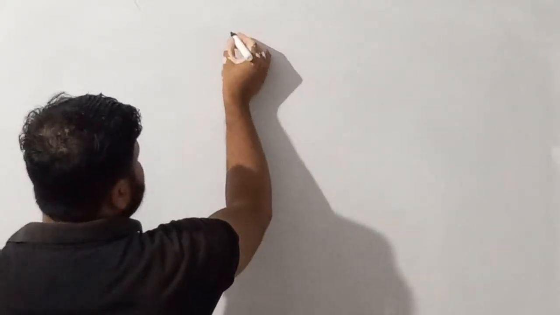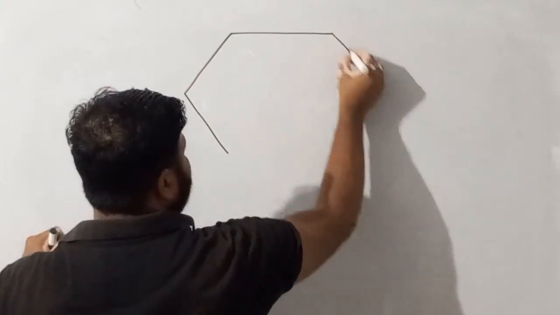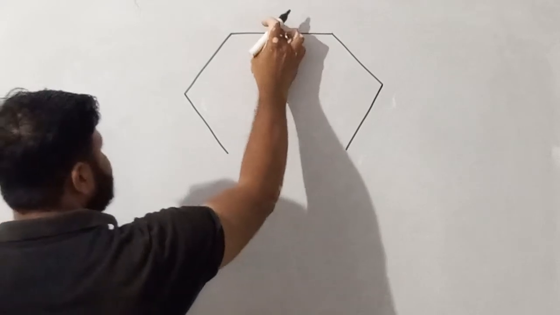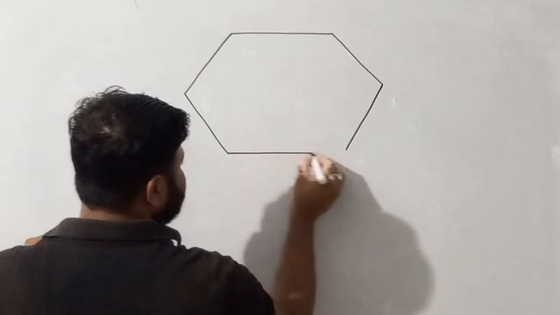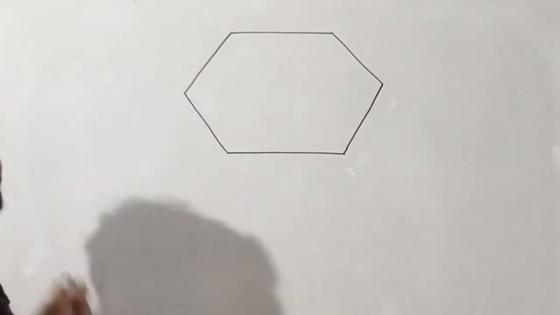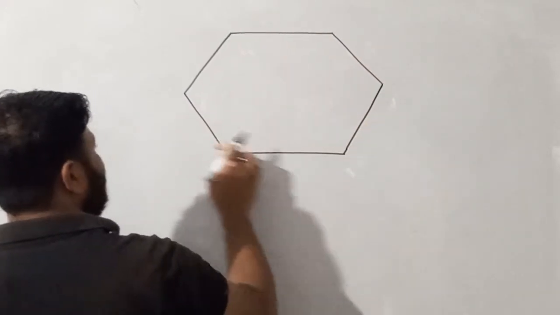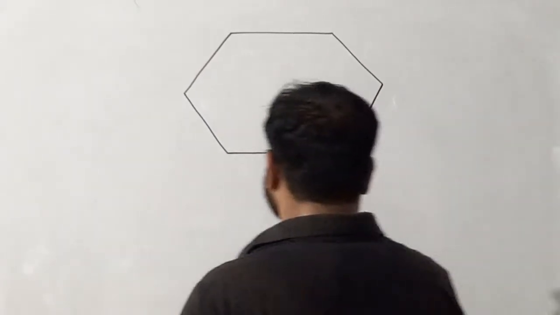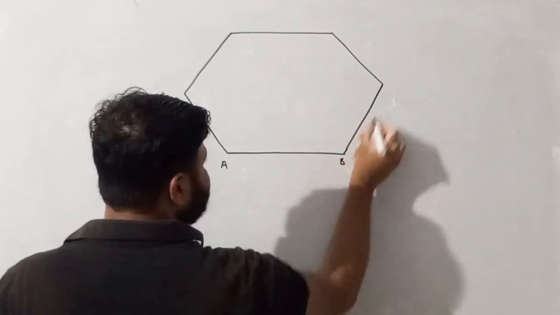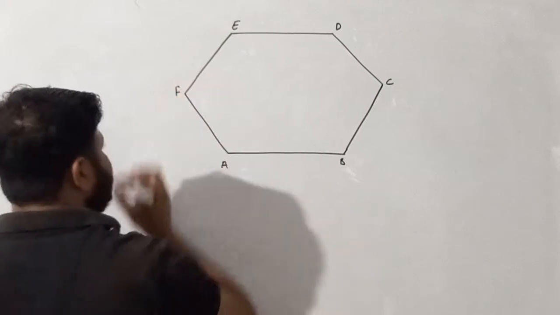So see my dear student, what the question says. Question says a regular hexagon shaped circuit is there. A regular hexagon means 1, 2, 3, 4, 5 and 6. For a hexagon we know the number of sides is 6. So I am writing the points as, let's suppose this point is A, this point is B, this point is C, this point is D, this point is E and this point is F.